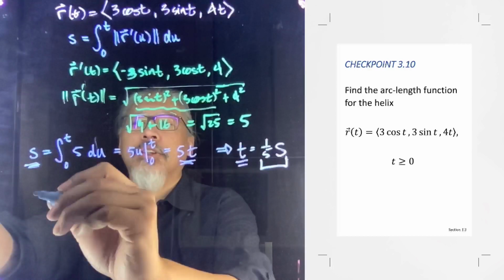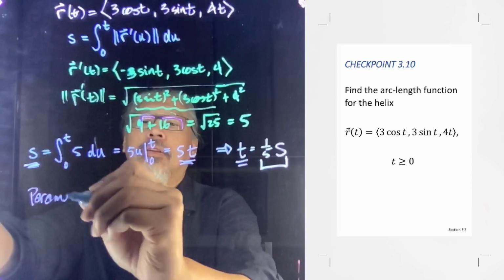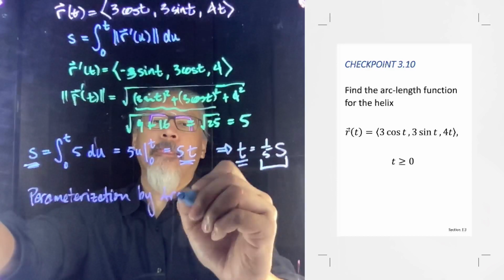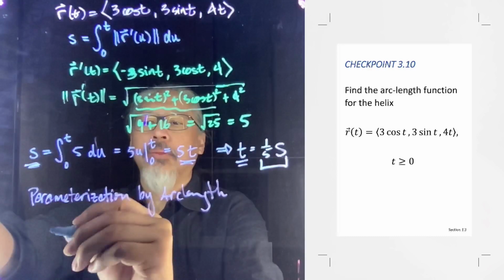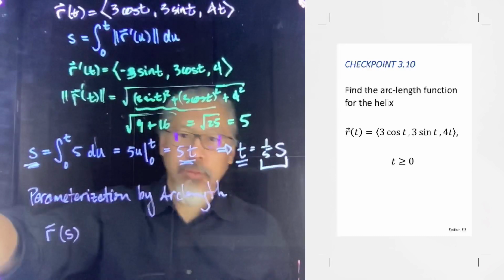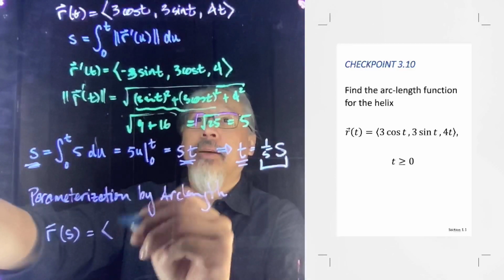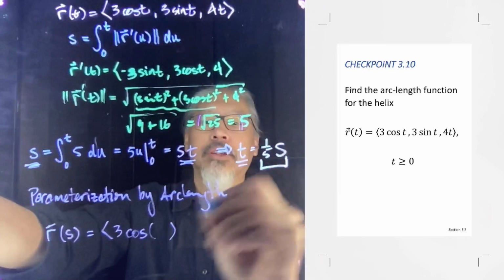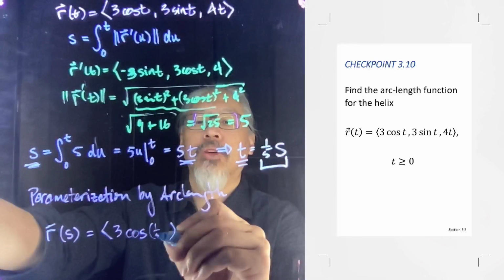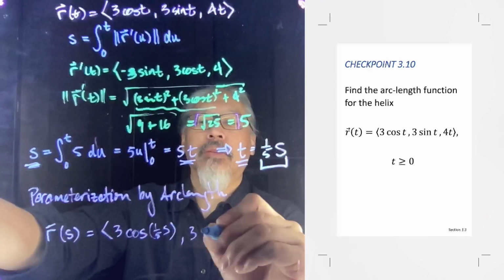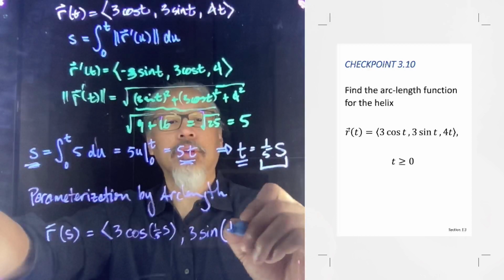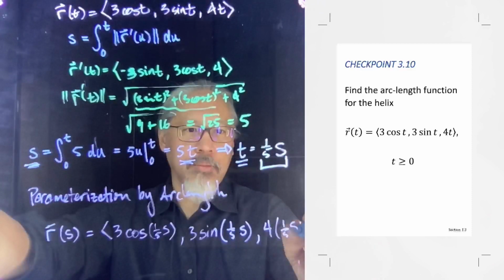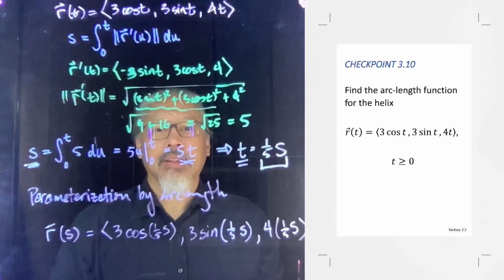So therefore our new parameterization by arc length is going to be a new r, and this time we'll use the parameter s, and like I had mentioned, we'll have a 3 cosine, and then wherever we see a t, we'll replace it with this new parameter, not just s, but 1/5 times s. And then we have 3 sine, again, 1/5 times s, and then we have a 4 times 1/5 times s. Okay, so that is your new parameterization.